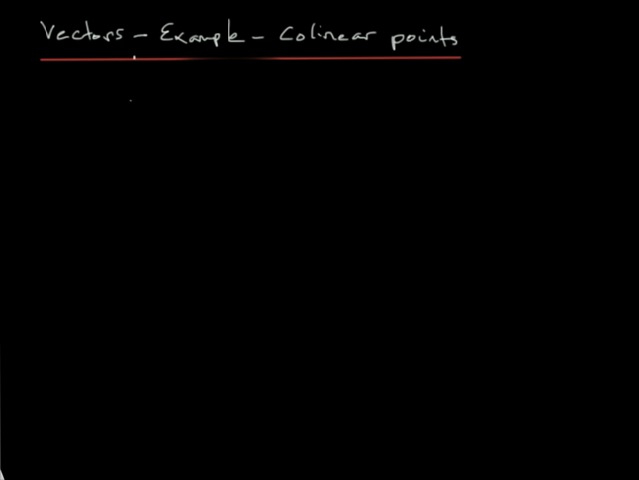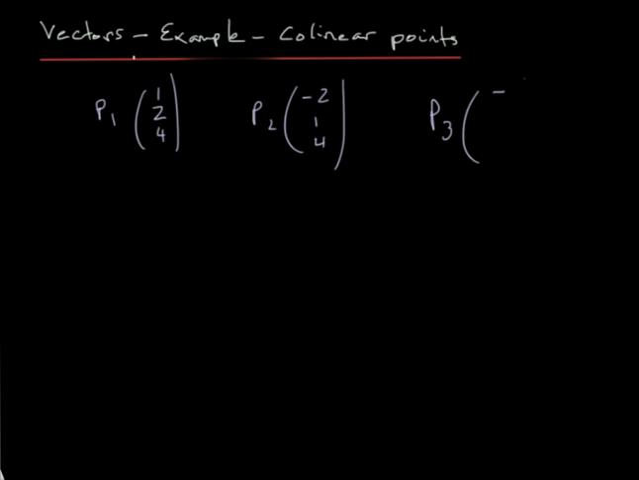The question says that the points are, let's see, P1 is 1, 2, 4. P2 is minus 2, 1, 4. P3 is minus 5, 0, 4. Now this question has a second part that's actually the trickier one. And the second part says that there's a point P4 that has coordinates 2, y, z. Well, actually the words of the question are not like that. I've kind of given that away a bit.